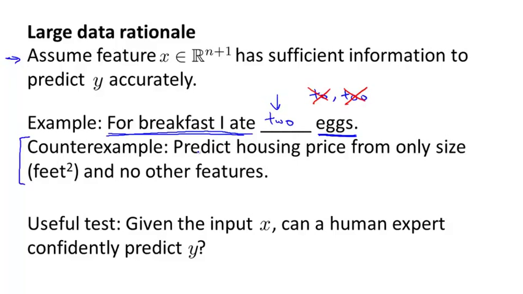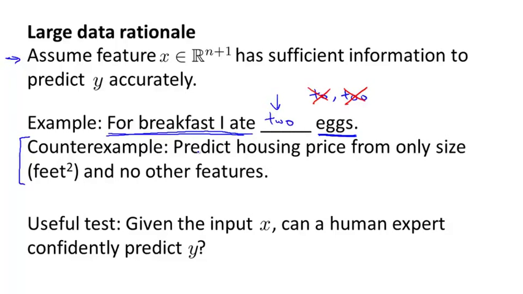So imagine I tell you that a house is 500 square feet, but I don't give you any other features. I don't tell you if the house is in an expensive part of the city, the number of rooms in the house, how nicely furnished the house is, or whether the house is new or old.